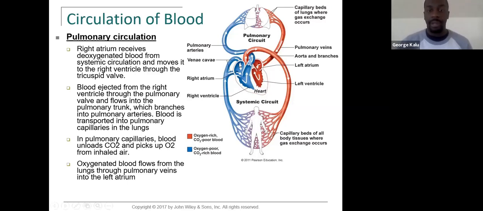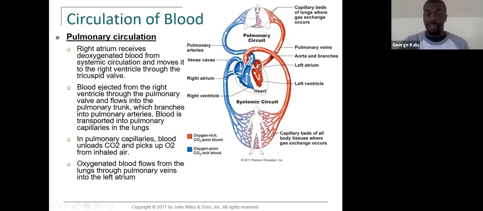With the pulmonary circulation, we're going to start in the right atrium. The right atrium is going to receive deoxygenated blood, coming from the superior vena cava, inferior vena cava, and the coronary sinus. All three of those vessels are going to drop off deoxygenated blood into the right atrium. When they deliver that blood, the atrium is going to contract, and as it contracts, it's going to push that blood through the tricuspid valve and then into the right ventricle.